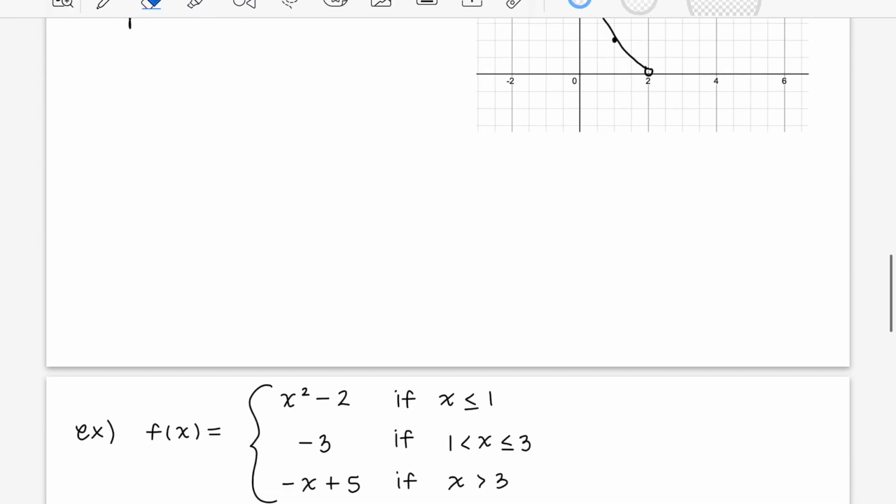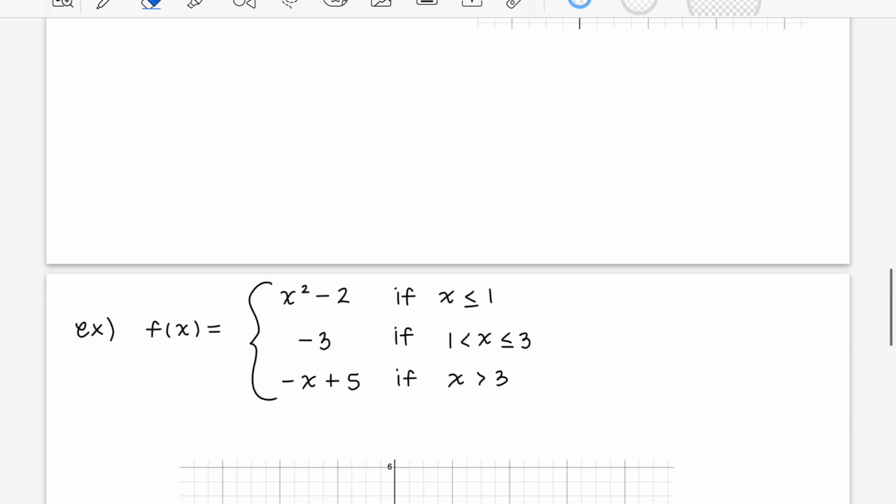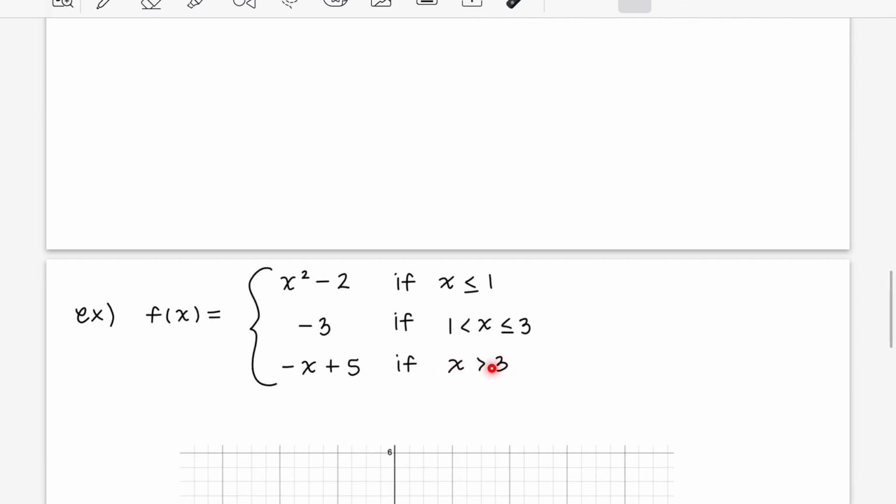Okay, so the next example we're going to look at is this piecewise defined function here. And in this case, we have 3 pieces. So for all values of x less than or equal to 1, we have f of x is equal to this. For all values of x in between 1 and 3, and including 3 in this case, we have this constant function, this minus 3. So this would just be a horizontal line. And then for all values of x greater than 3, we have f of x is equal to minus x plus 5.